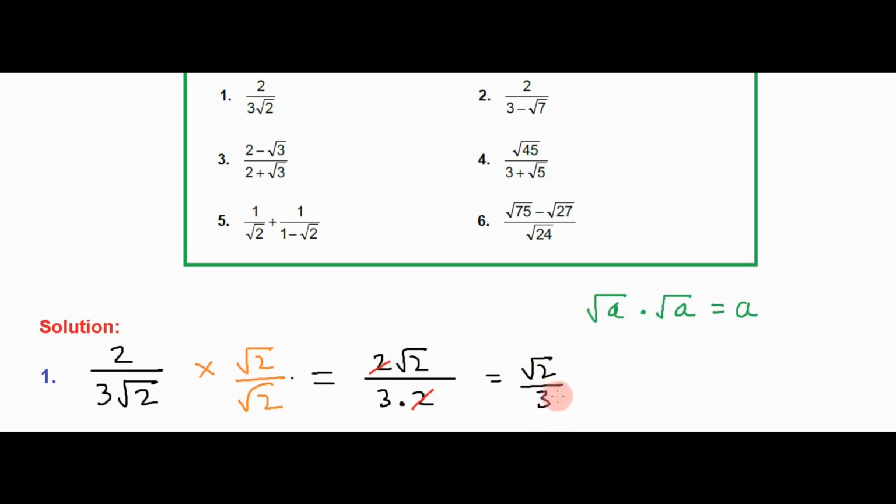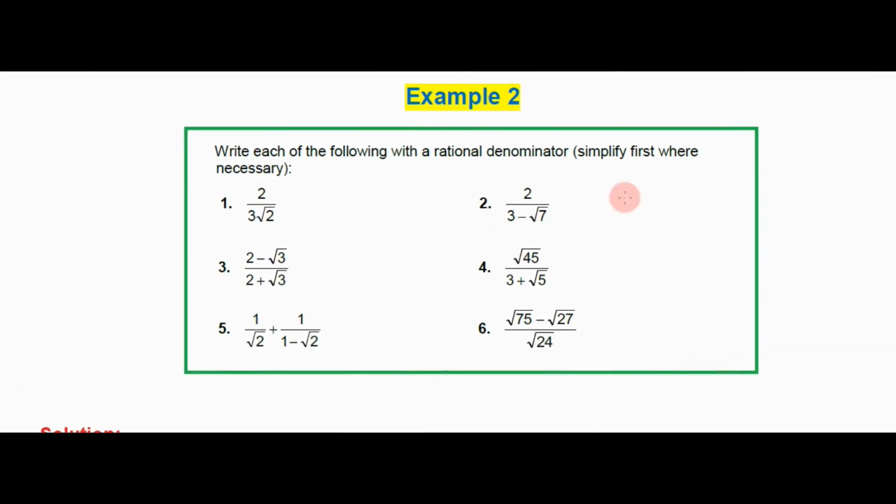We've managed to remove the surd from the denominator. So the denominator now is a rational number. Note that the square root of 2 over 3 is the same as 2 divided by 3 times the square root of 2. So this fraction here is the same as the fraction that we started with. We have just managed to rewrite it without a surd in the denominator. Let's look at the second expression.